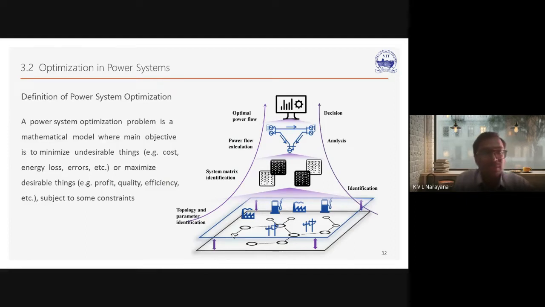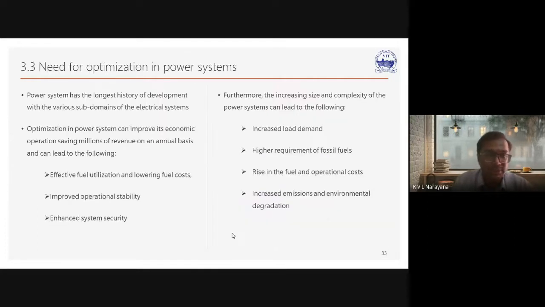If you see here, power system optimization, as I mentioned, has some undesirable things and desirable things. Undesirable things mean we have to minimize the cost, energy loss, that is power loss, and the errors. And there are certain things which are to be maximized related to the power system. So we have to improve the efficiency under some constraints or some circumstances. This is very, very important. There is no design of the power system without constraints. Always in the design of every system, there will be some limitations or constraints. Under those constraints, the system must be optimized.